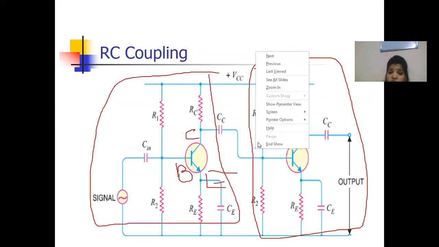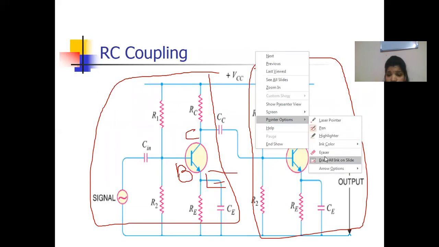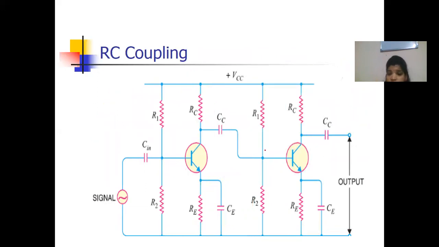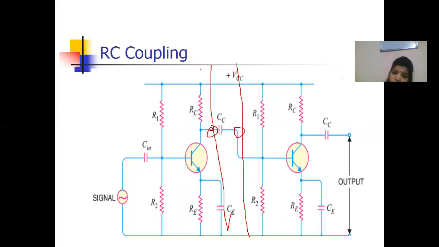What does it mean? If you remember the concept of small signal analysis, for DC biasing, the capacitors will be open circuit. If it is an open circuit, these two stages are disconnected. It means the Q point of one stage will not affect the Q point of another stage, because these two stages are broken apart during DC biasing.